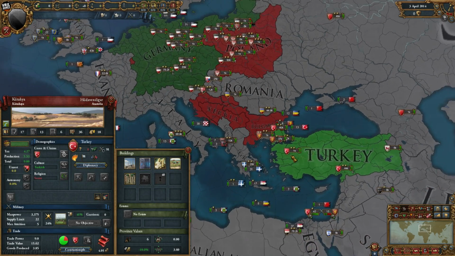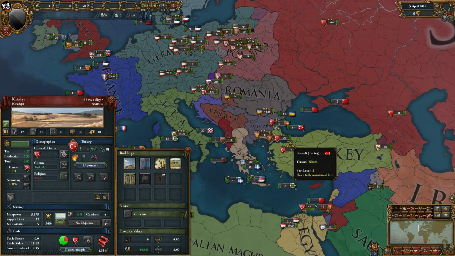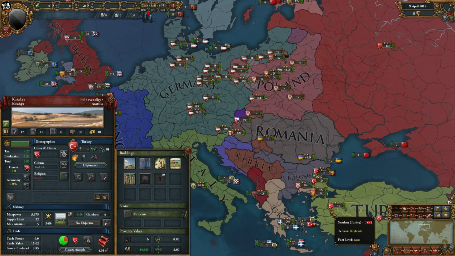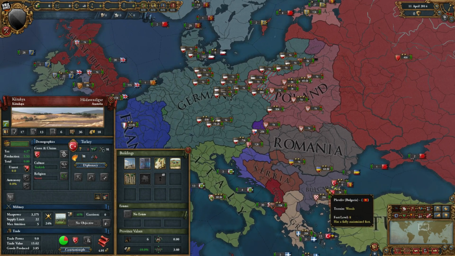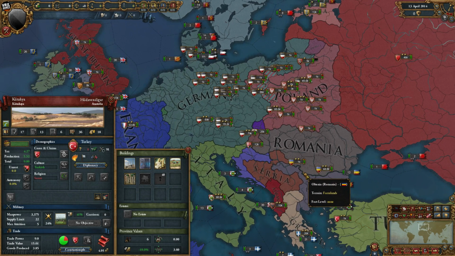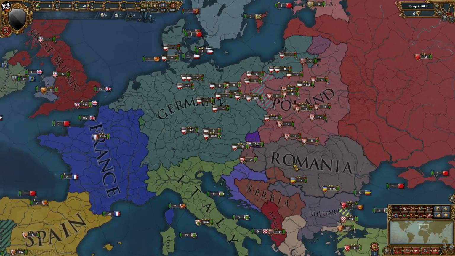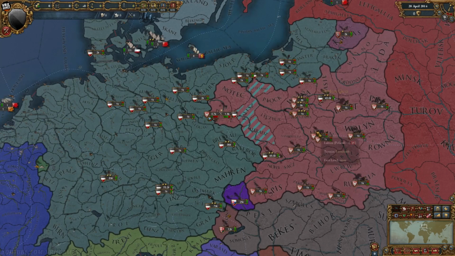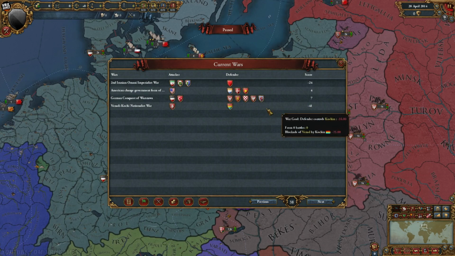The Turks could definitely use some positive... they've really lost out recently. They've declared war on the Greeks several times and have failed a lot. Yeah, it looks like the Germans are going to do pretty well in this war. Just looking at war scores here.